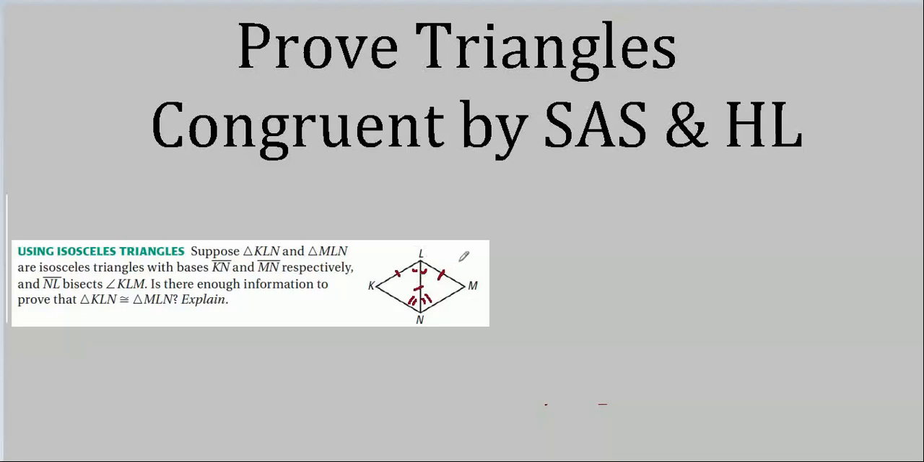So, if I haven't confused the issue enough, the point is, this leg is congruent to this. This is congruent to itself, and the angle in between is congruent, so these two are congruent, and you're all done.